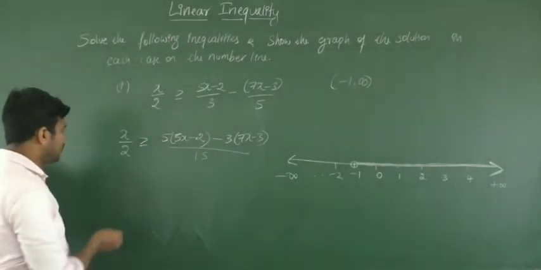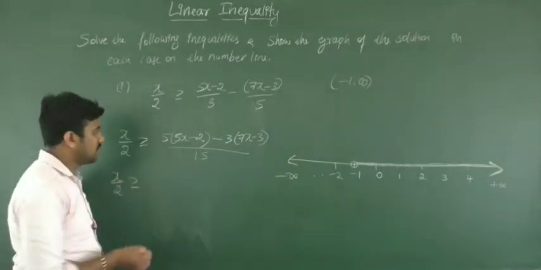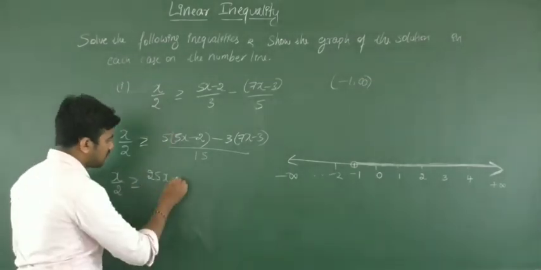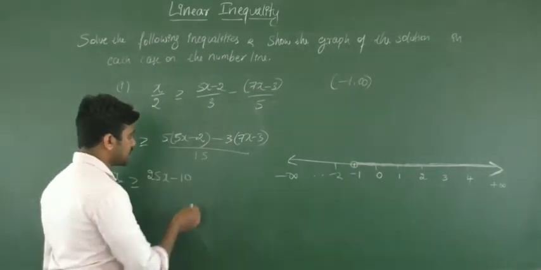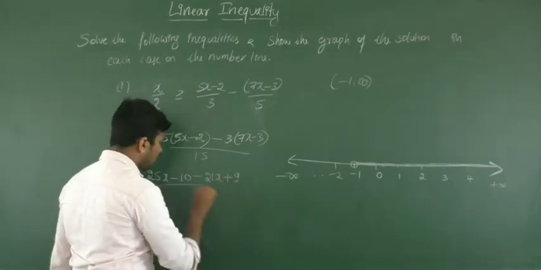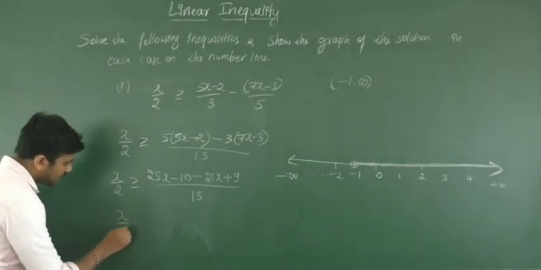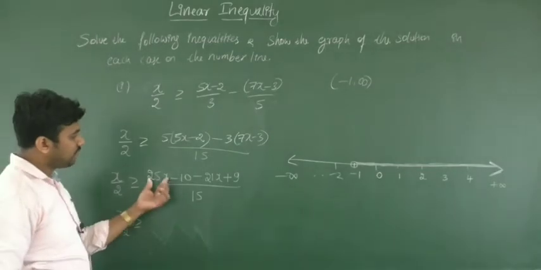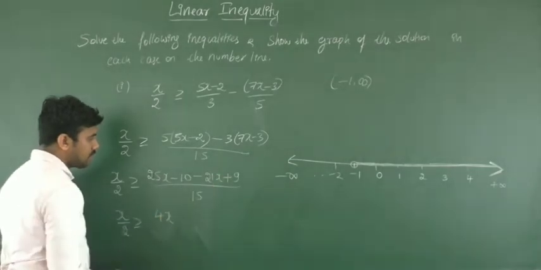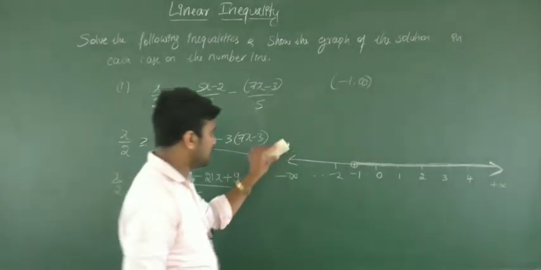Okay, so now x by 2 greater than or equal to 5 into 5x, 25x, 5 into minus 2, minus 10, minus 3 into 7x, minus 21x, minus 3 into minus 3 plus 9, whole divided by 15. Or we can write this as x by 2 greater than or equal to 25x minus 21x, that is 4x, minus 10 plus 9 minus 1, divided by 15. Okay, now do the cross multiplication.